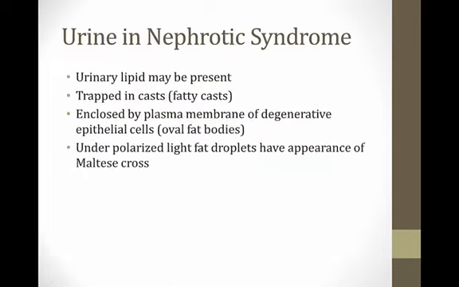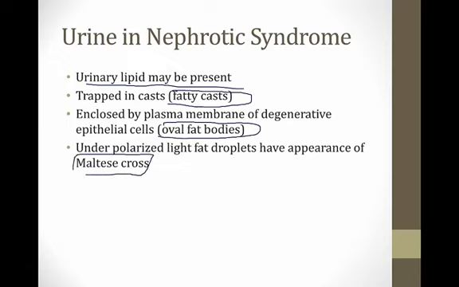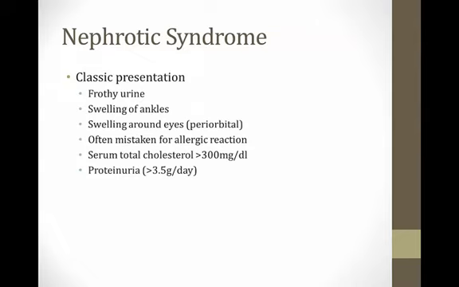Let me give you a little more detail about the urine in patients with nephrotic syndrome. You may see lipids in the urine. Now they can be trapped in casts, and these are called fatty casts. They also can be enclosed by a plasma membrane of degenerated epithelial cells, and these are called oval fat bodies. And if you look at these under polarized light, the fat droplets have an appearance of a Maltese cross. So if you hear a description of urine as showing fatty casts, oval fat bodies, or Maltese cross, they are talking about nephrotic urine.